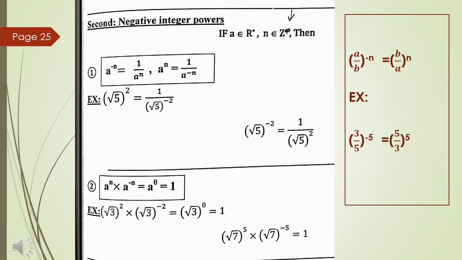I can just say right away that root 7 to the power of 5 times root 7 to the power of negative 5 equals 1.